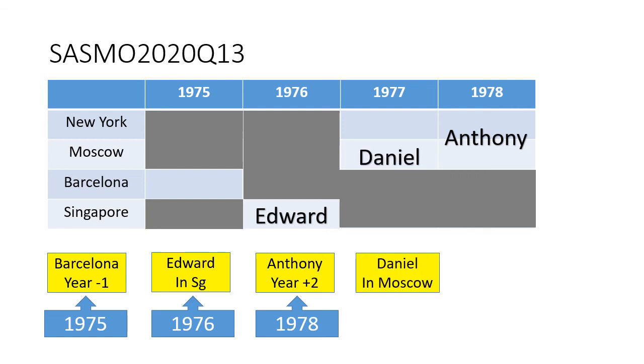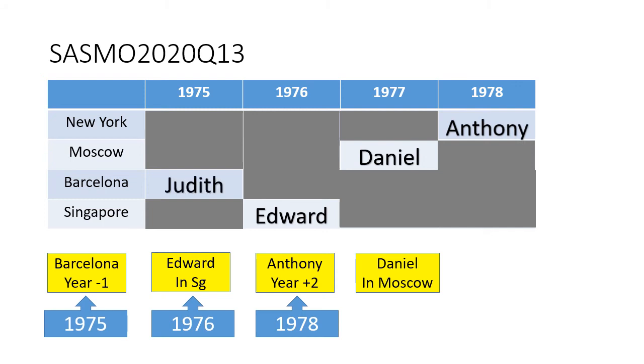But we also know that Daniel is born in Moscow. So Anthony can't be born in Moscow, so Anthony has to be born in New York. That leaves Judith to be born in Barcelona, and that's our final answer.